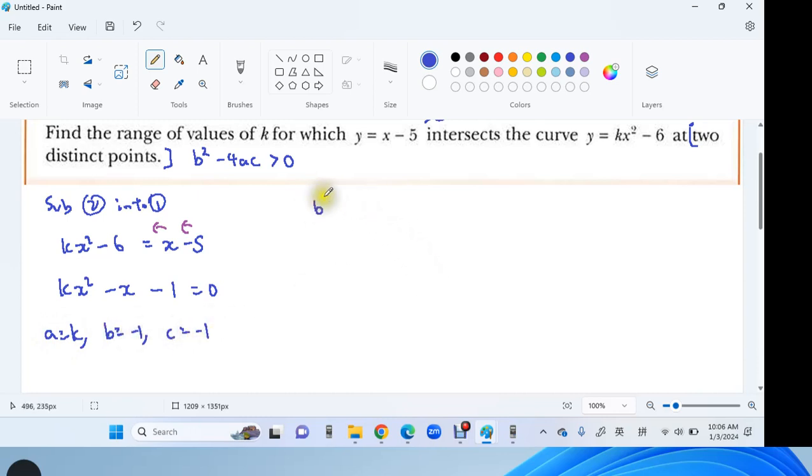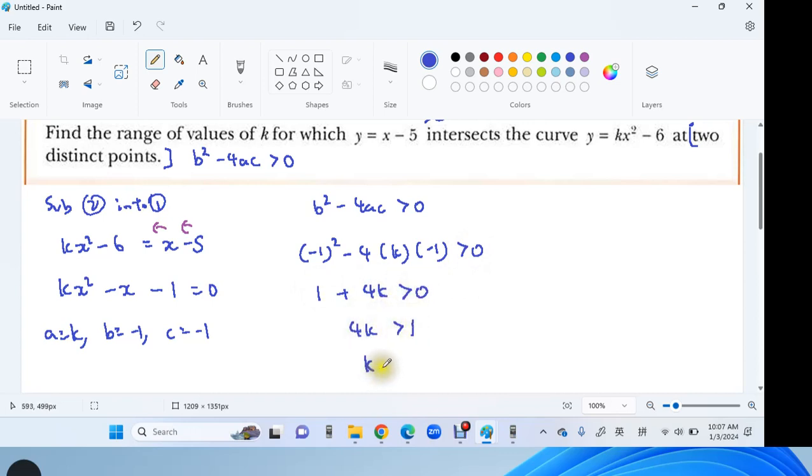So we have b squared minus 4ac greater than 0. Then we have negative 1 squared minus 4k times negative 1 greater than 0. Then we have 1 plus 4k greater than 0. Then we have 4k greater than negative 1, k greater than negative 1 over 4.